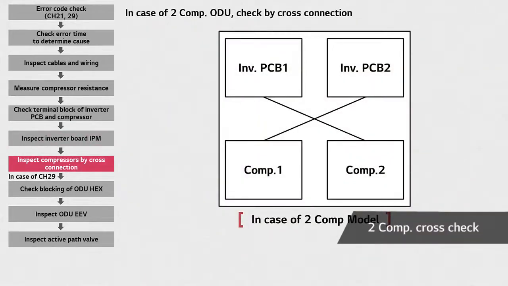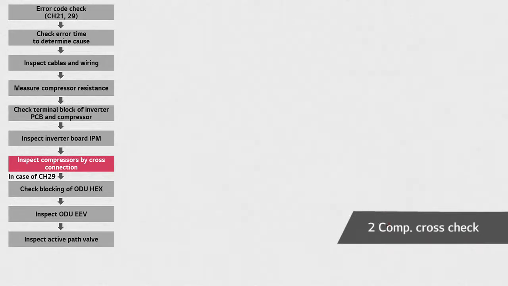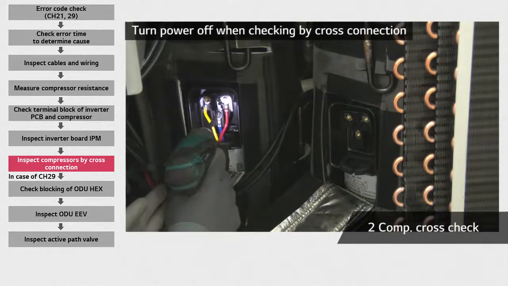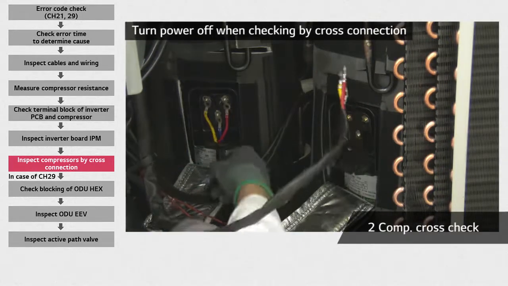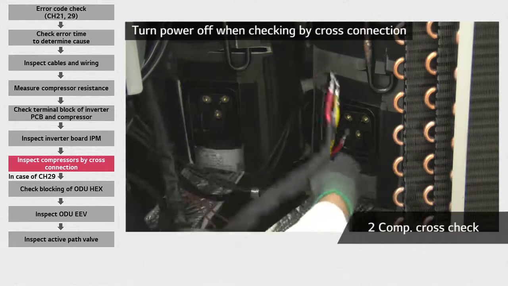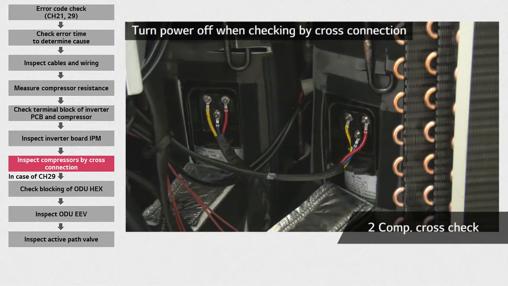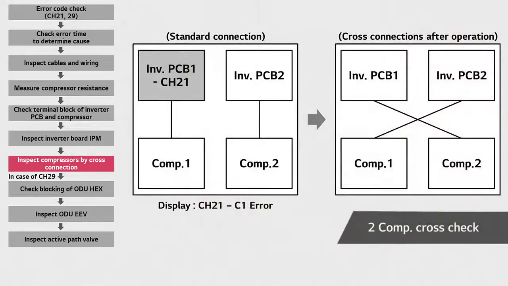You need to determine if the problem is in the inverter PCB or in the compressor. For this, interchange the two compressors connection and proceed to double check. Now, remove the screws connected to the compressor. Once you are done with it, interchange the connection of the compressor terminals, get the outdoor unit running, and proceed as follows.